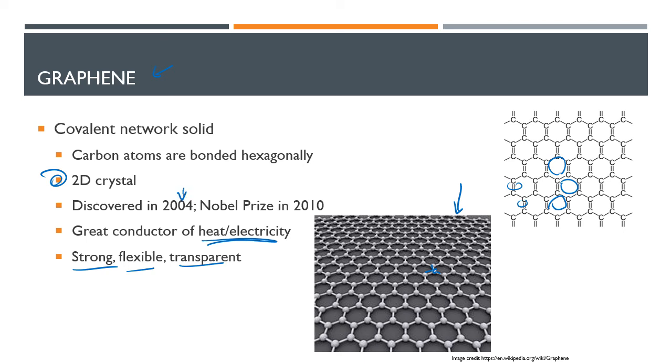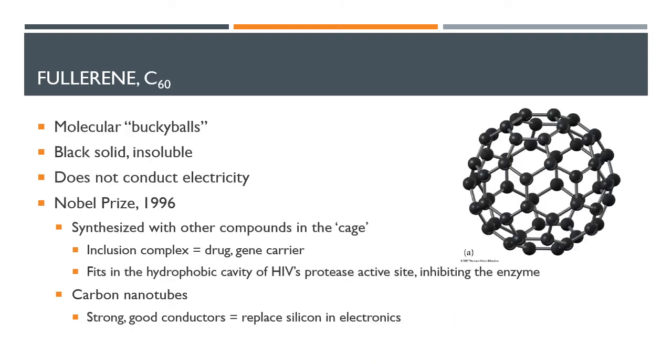We discovered it in 2004, literally by using Scotch tape on graphite to try to get just one little sheet of this stuff, and then it won the Nobel Prize in 2010. All right, so those previous guys, diamond, graphite, graphene, are all examples of network covalent solids. They can add on more carbon atoms indefinitely.